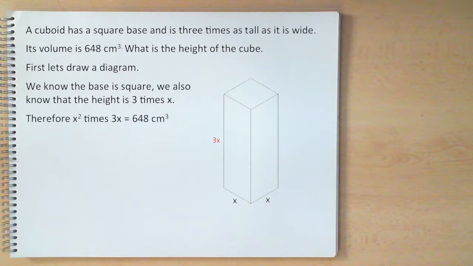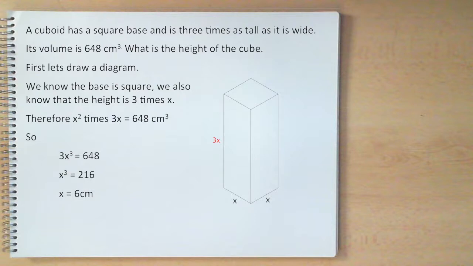We know that the volume is 648 centimeters cubed. So the cross-sectional area of this prism is x times x, so that's x squared. And so we know that the volume is x squared times 3x, which gives us 3x cubed is equal to 648. Divide by 3 on both sides, we get x cubed is equal to 216.